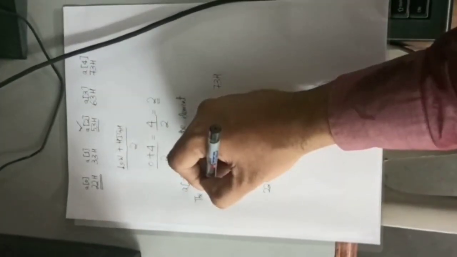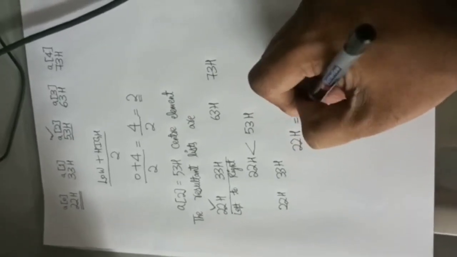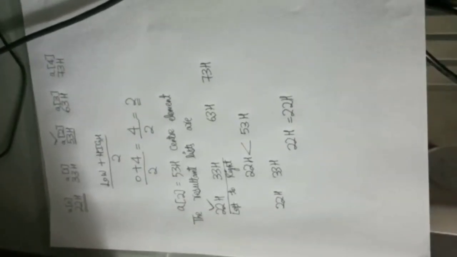Now the key element is also 22H. You can see that the first element is 22H and the key element is also 22H. Hence, when compared, both elements are equal. So by using this algorithm, we can search a number in half the time required by linear search.